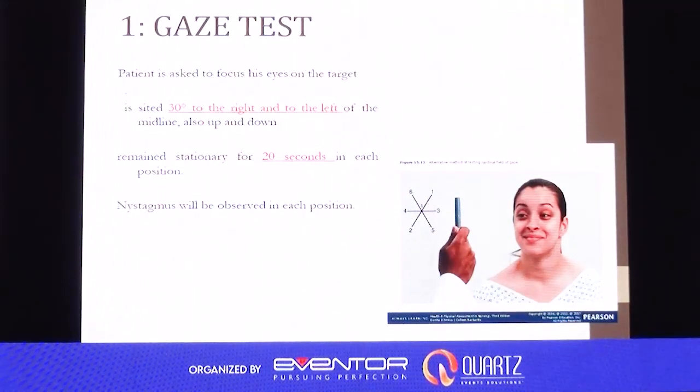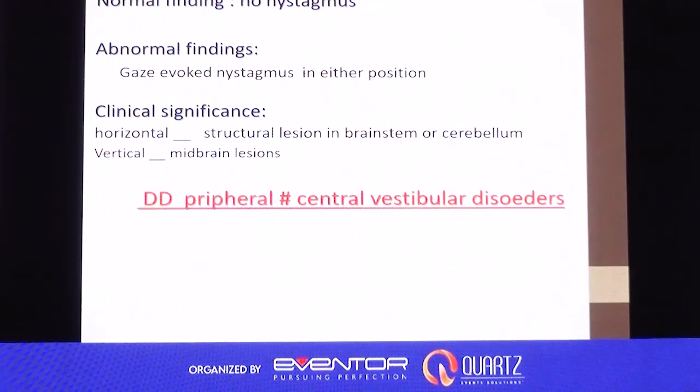Then we start the oculomotor test battery. I start with the gaze test. The patient is asked to focus his eyes on a target which is placed 30 degrees to the right and to the left, also up and down, from the midline, remaining stationary for 20 seconds, and nystagmus will be observed. Normally, there will be no nystagmus, but abnormally, I find gaze-evoked nystagmus. Gaze-evoked nystagmus is a red flag, as it differentiates central from peripheral vestibular disorders. If I find horizontal gaze-evoked nystagmus, it can be a structural lesion in the brainstem or cerebellum. If I find vertical gaze-evoked nystagmus, it occurs in midbrain lesions.